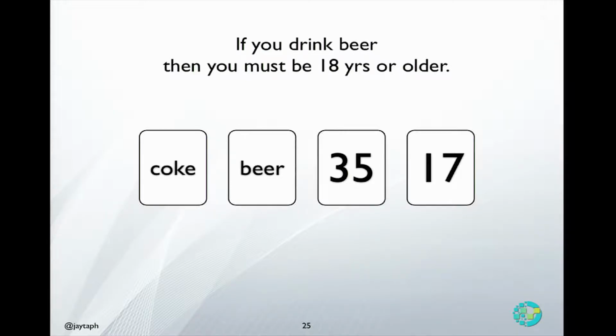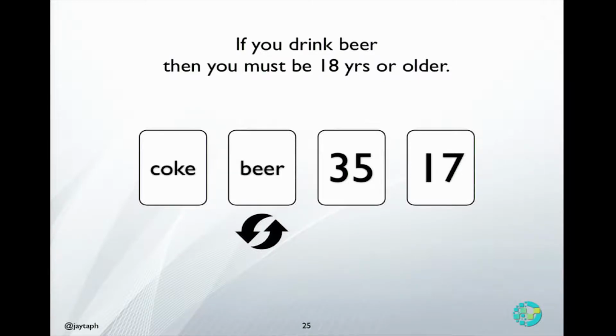If you drink Coke, do we care if you are 18 years or older? No. So you don't have to turn over that card and see what's on the other side. If you drink beer, do you have to be 18 years or older? Yeah. So we have to turn over and see what's over there. So we have to turn this one over.